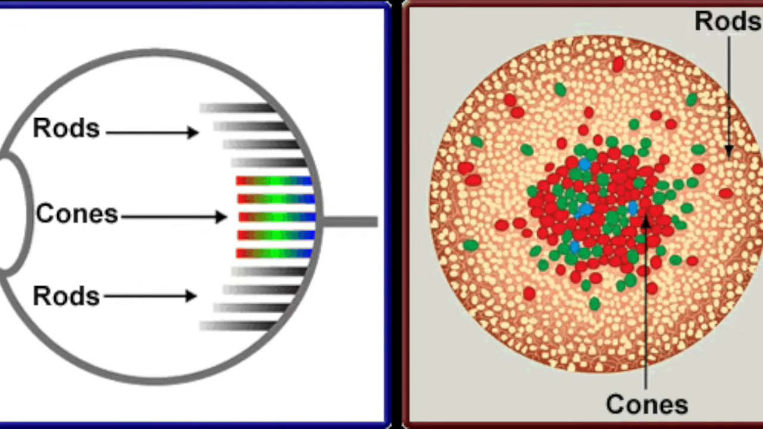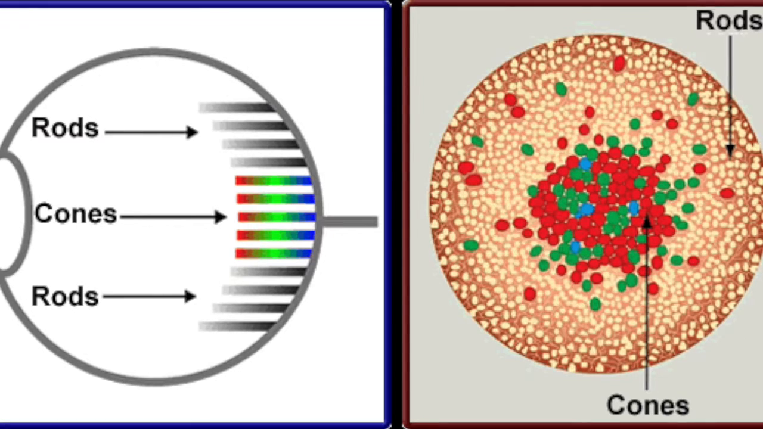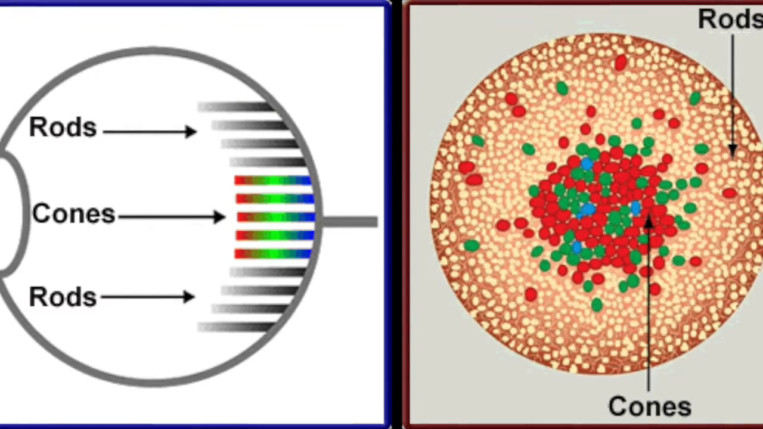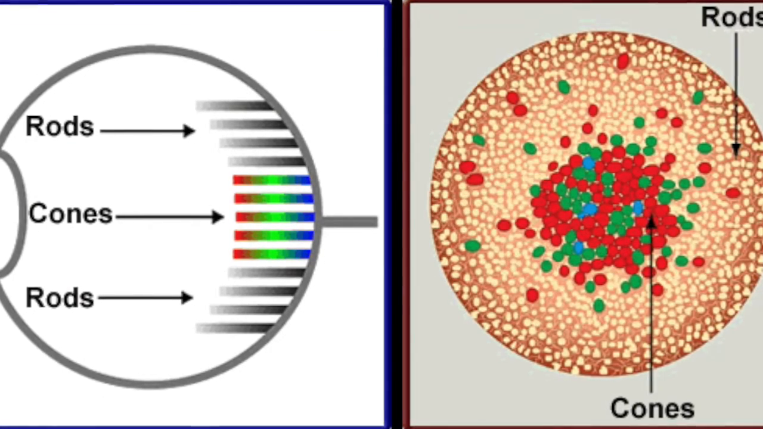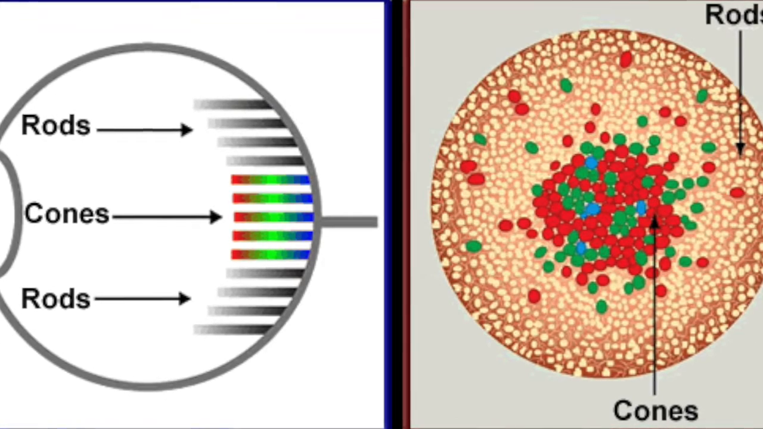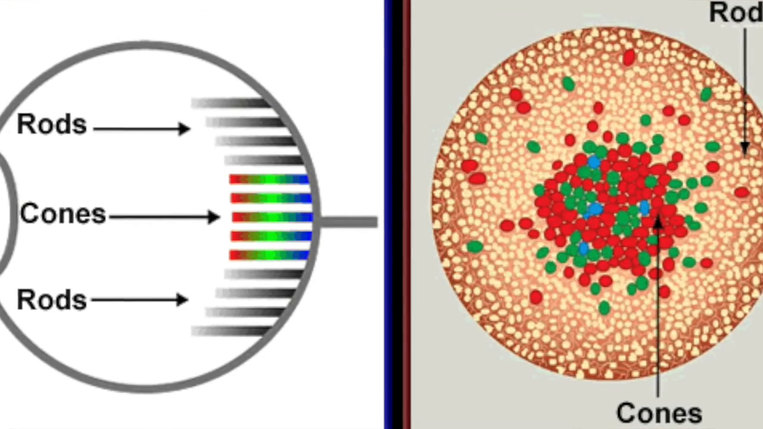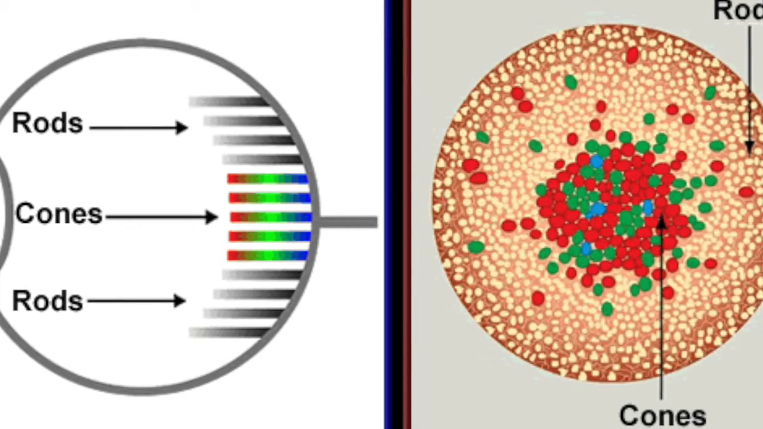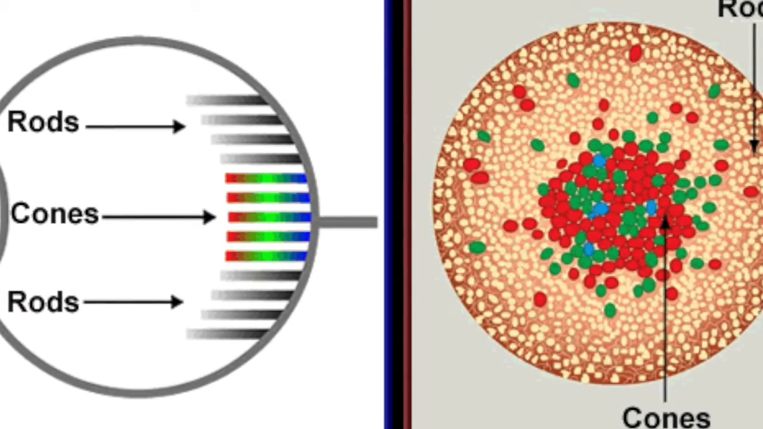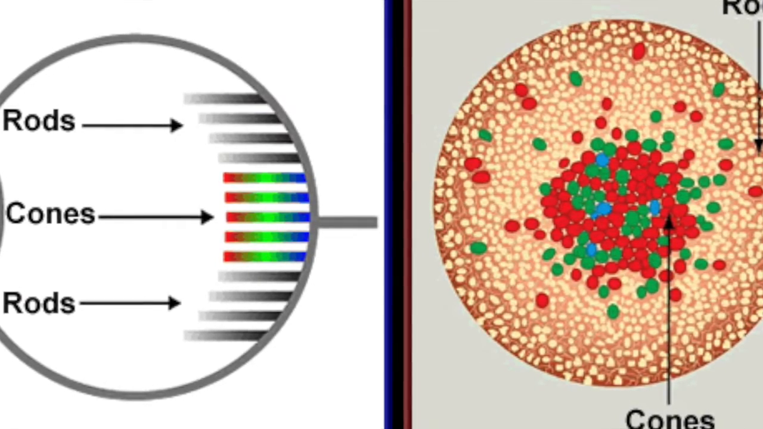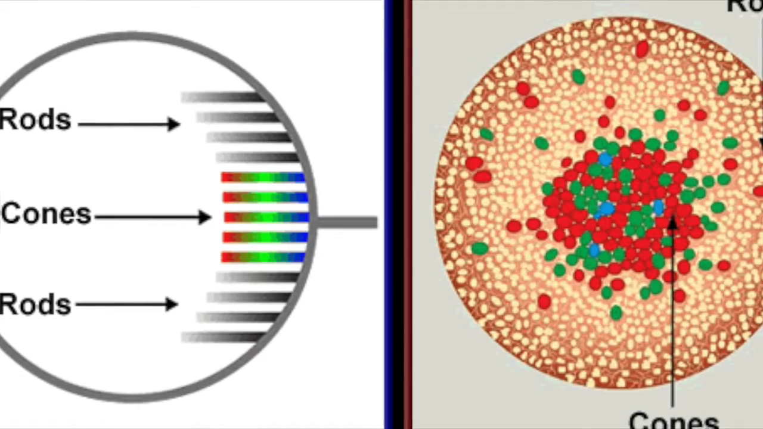Color vision is a critical component of human vision and plays an important role in both perception and communication. There are two types of photoreceptor cells: rods, which are responsible for night vision, and cones, which are responsible for daytime vision. Generally speaking, rods are for shadows and light differences, and cones are for color vision.